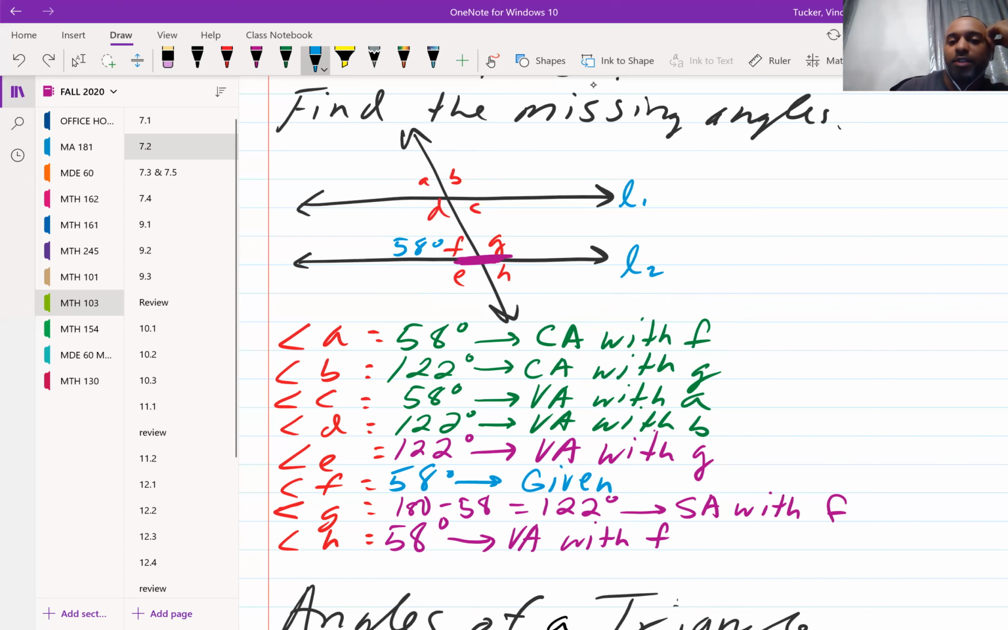And what I decided to do is just switch it up. And since that's a vertical angle with A, and then D and B are vertical angles with each other. But once again, you could have kept with the corresponding angles and said that D corresponds to E and C corresponds to H. Either way, you still should get 58, 122, 58, 122 for A, B, C, D. All right. Questions on those relationships?